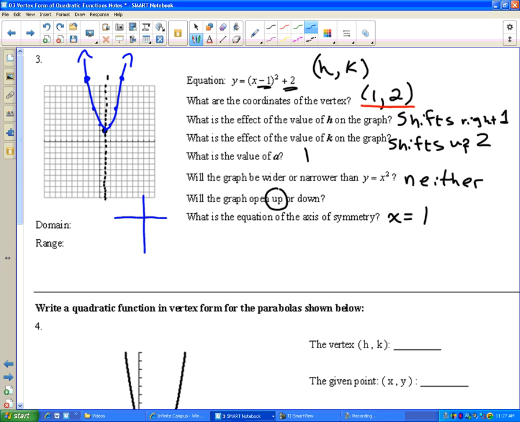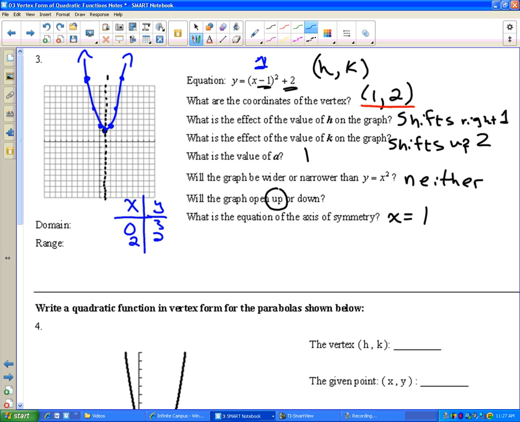Let's just double check. If I picked x to be 0, y turns out to be 0 minus 1 is negative 1, squared is 1, plus 2 is 3. That would be helpful if I said that 1 plus 2 is 3 instead of 2. 0, 3 is that point. The other point over here is 2. If 2 minus 1 is 1, 1 squared is 1, 1 plus 2 is 3. 2, 3 is this point here.